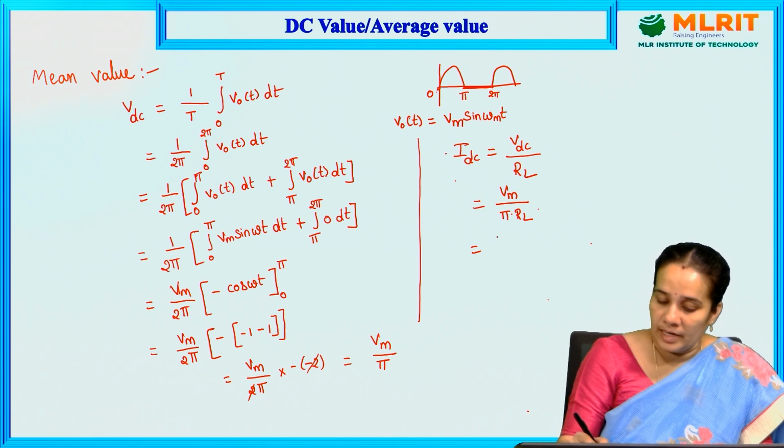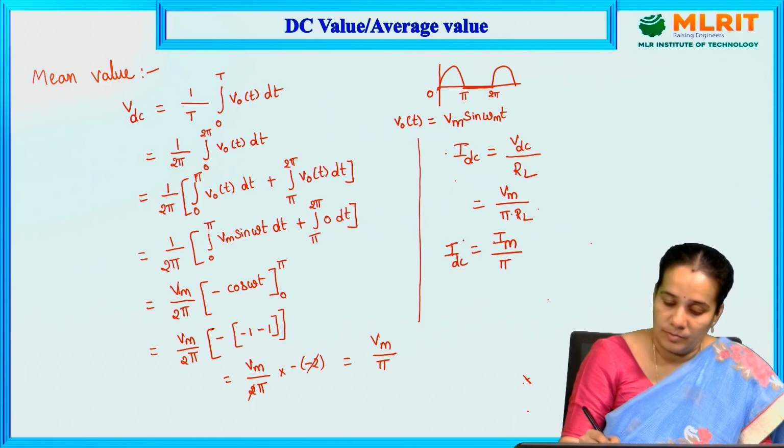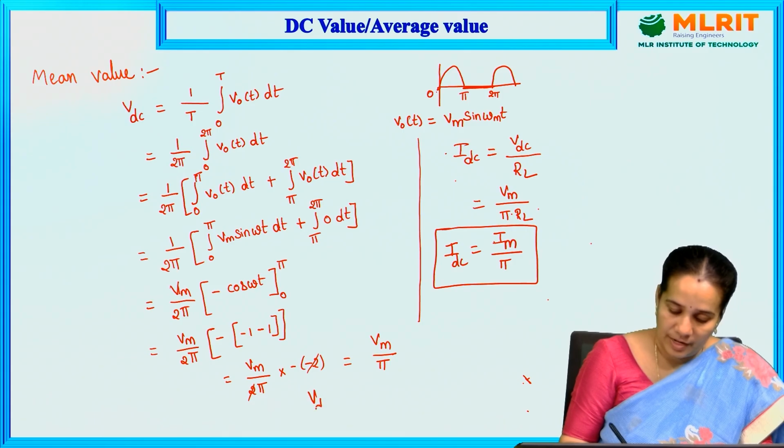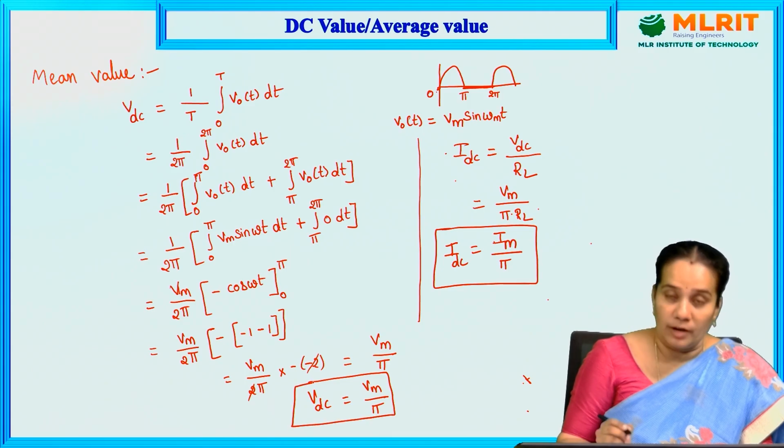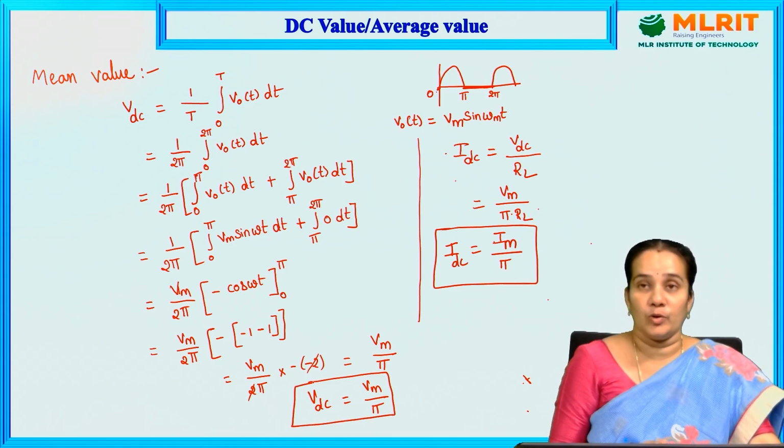Vm by RL is nothing but Im. Im by pi, that is the IDC value. And what is the VDC value? Vm by pi. So, this is the DC value of the half-wave rectifier.